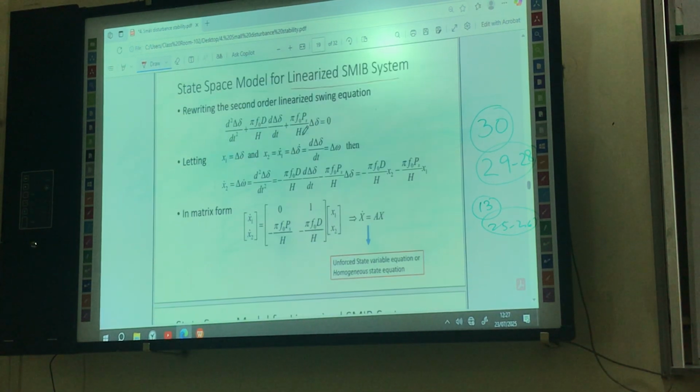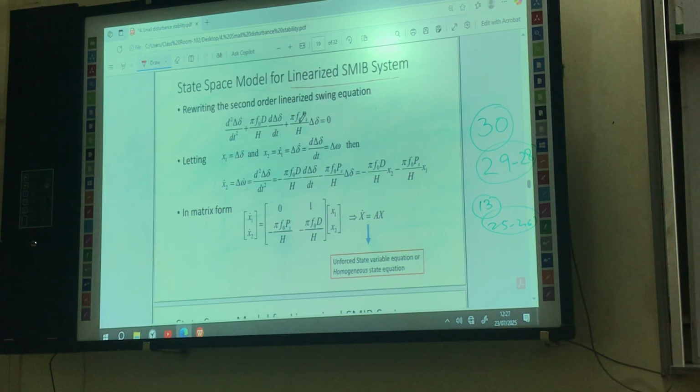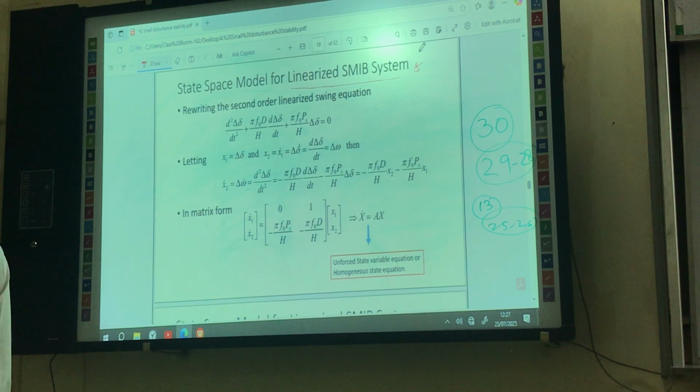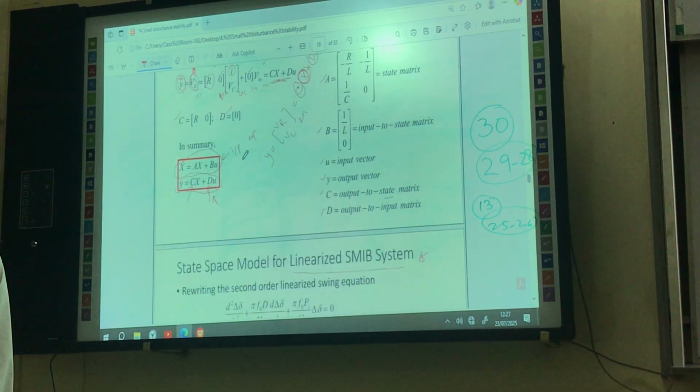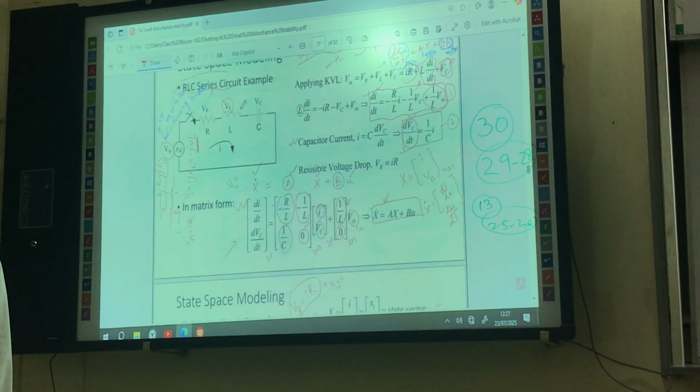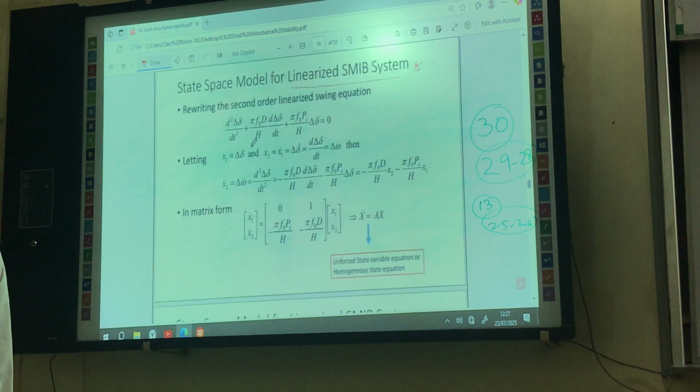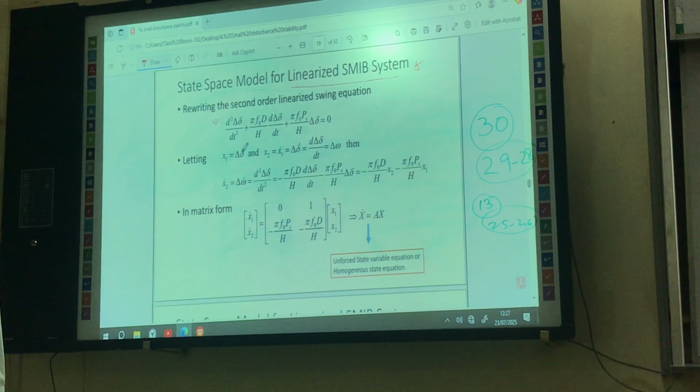The state space model for the linearized single machine infinite bus system. Okay, so we are now in our power system. Now we will try to relate this concept with the previous concept that we just started, so that you can understand why we have studied this topic. So we are rewriting the second order linearized swing equation, right? Obviously with damping, because this term is coming from the damping effect.